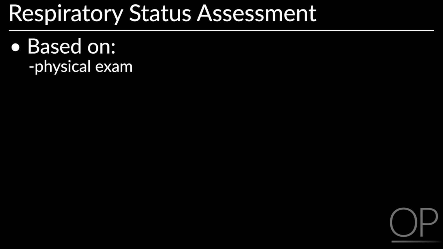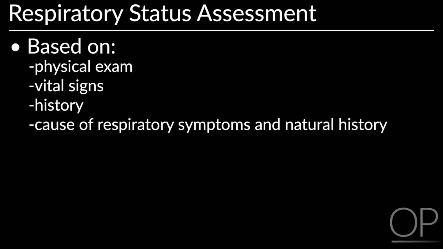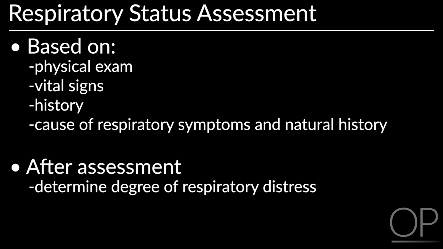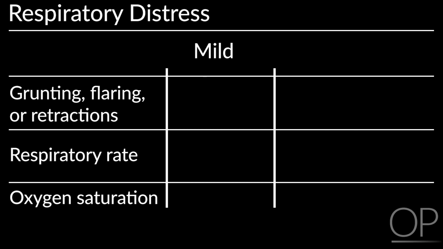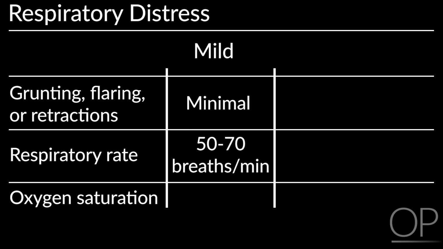A respiratory assessment is based on the physical exam, vital signs, history, and understanding of the cause of the respiratory symptoms and the natural history of that diagnosis. After a complete assessment, determine the degree of respiratory distress. Mild respiratory distress is characterized by minimal grunting, flaring, or retractions, and a respiratory rate between 50 and 70 breaths per minute, with oxygen saturation greater than 90%.